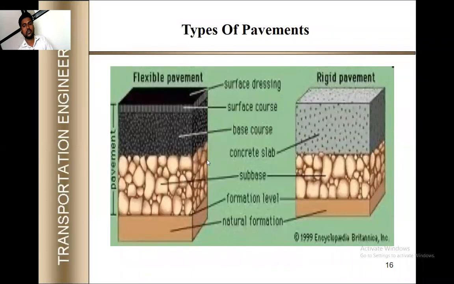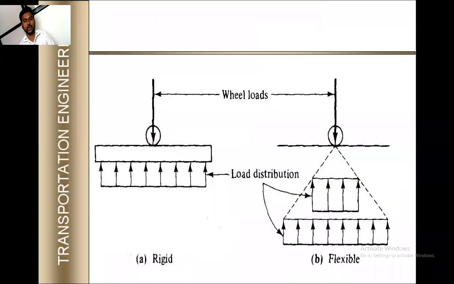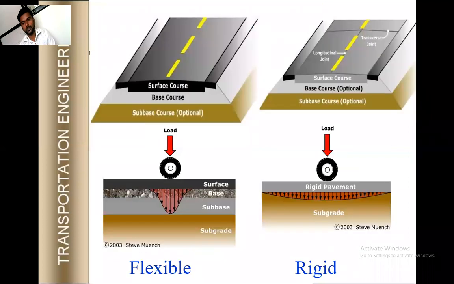Then the typical sections that we have seen in the last lecture or the last topic, the layers in the flexible pavement and the layers in the rigid pavements. You can see here the surface course, base course, and the subgrade course, sub-base course. Then surface course, base course, and sub-base course.